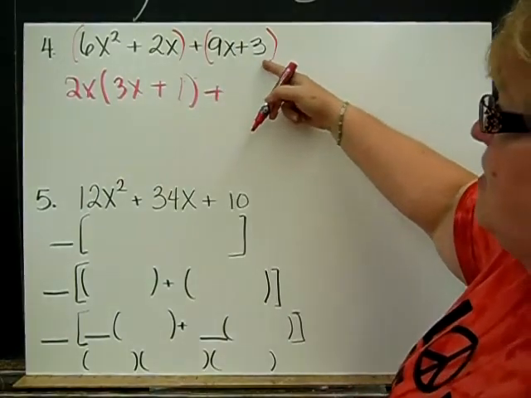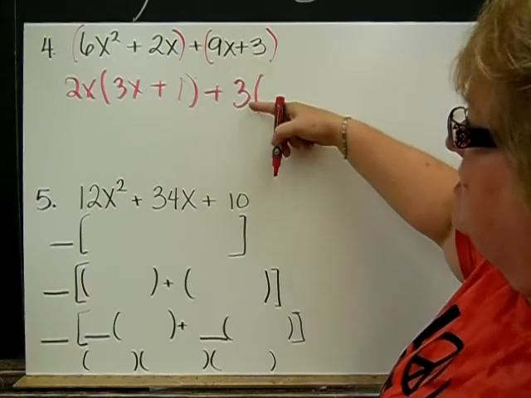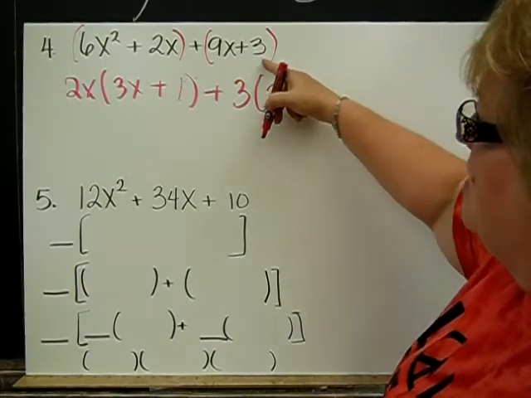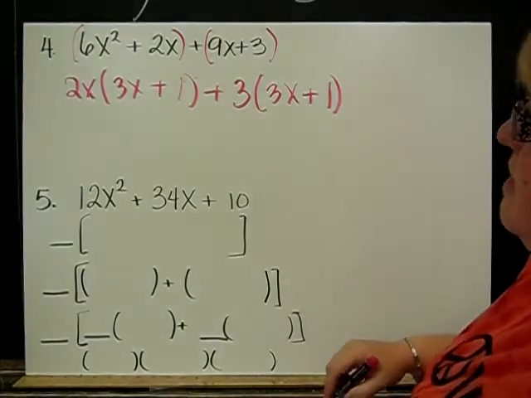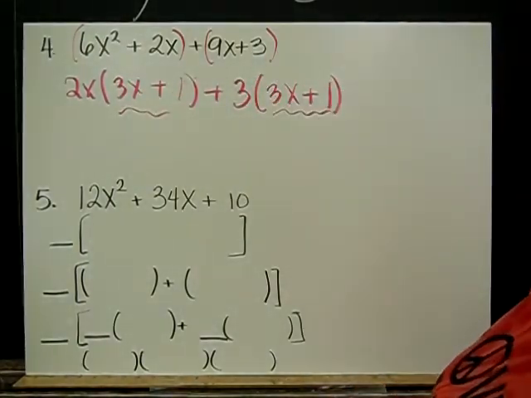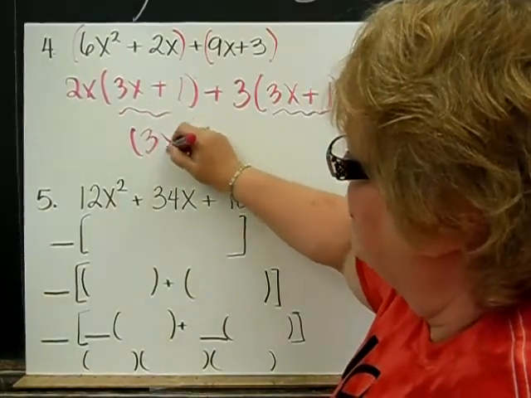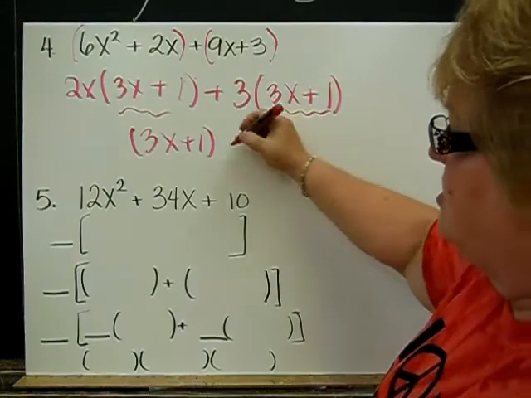9x plus 3, our greatest common factor would be 3. 9x divided by 3 leaves us 3x, plus 3 divided by 3 would be 1. So now we have the same expression in the parentheses, so we can factor that out. So we have 3x plus 1 as our greatest common factor between these two.